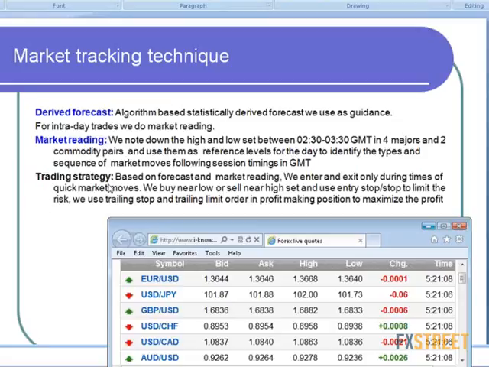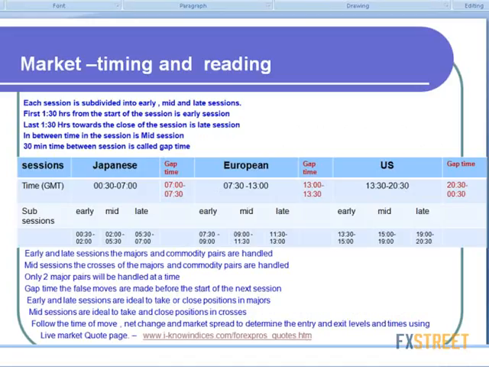Then the third one is the trading strategy. So let me explain to you the market reading, how to identify the type of moves. Before that, we need to know the market timings.